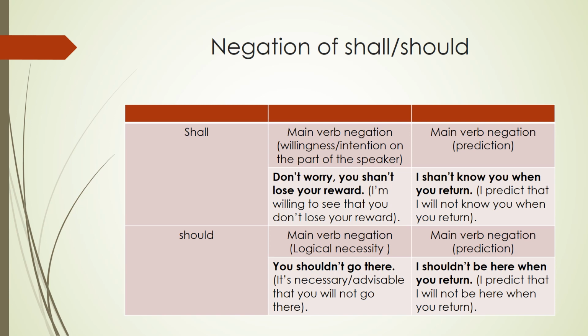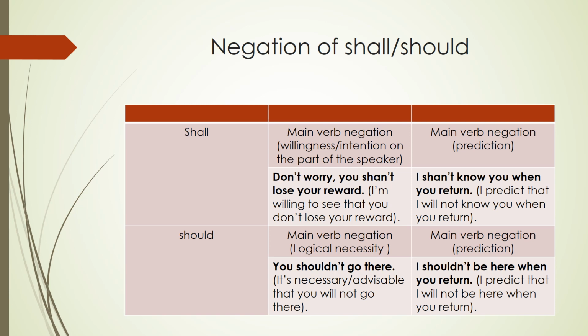But if we are talking about shall as a modal auxiliary, you can use it with any form of a subject pronoun. As a modal auxiliary, shall means willingness or intention on the part of the speaker. So the intention in the sentence is not for the subject, but for the speaker, for the one who said the sentence, which is different from the subject. Okay, so don't worry, you shan't lose your reward. The subject is you, but the intention is mine. I am the speaker of the sentence. I am the one who said the sentence. So it is my intention, my willingness, not the subject, which is you.